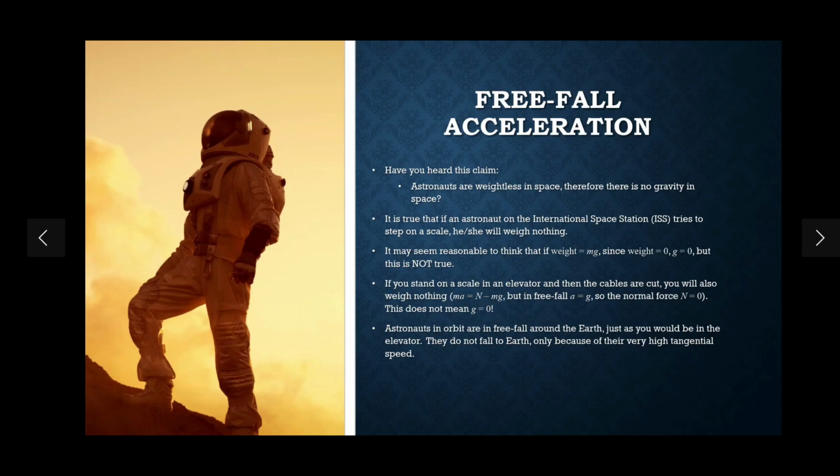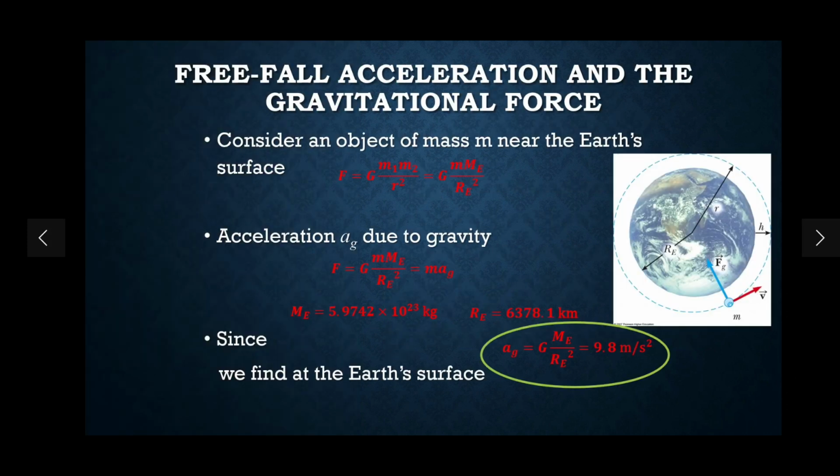This is wrong. Let's say we stand on a scale in an elevator and the cables are cut, so the elevator will be falling. You will weigh nothing since you're in free fall, but this does not mean that g equals 0. Even on Earth, we experience free fall acceleration. This acceleration depends on the distance from the Earth's center, which is why it changes slightly with altitude.